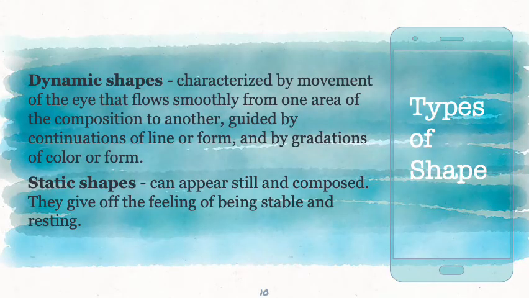So moving on to the dynamic shapes and the static shapes. Dynamic shapes are characterized by movement of the eye that flows smoothly from one area of the composition to another. So these describe movement or activity. While static shapes can appear still and composed, they give off the feeling of being stable and resting.